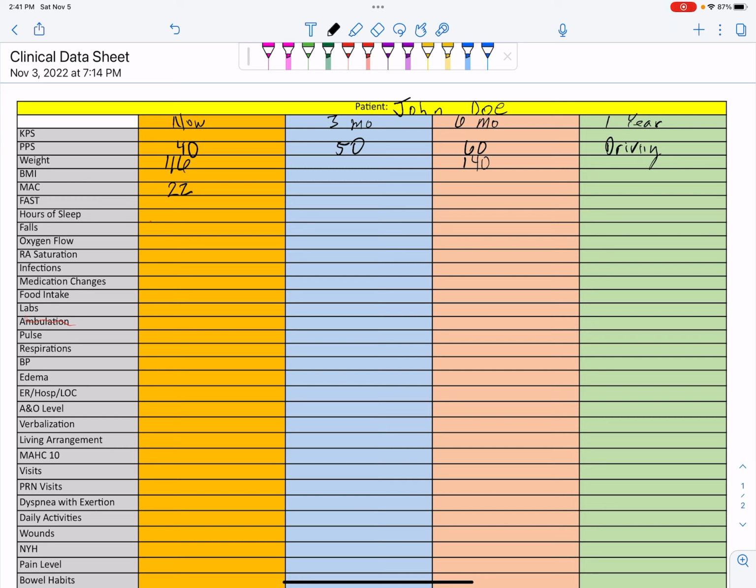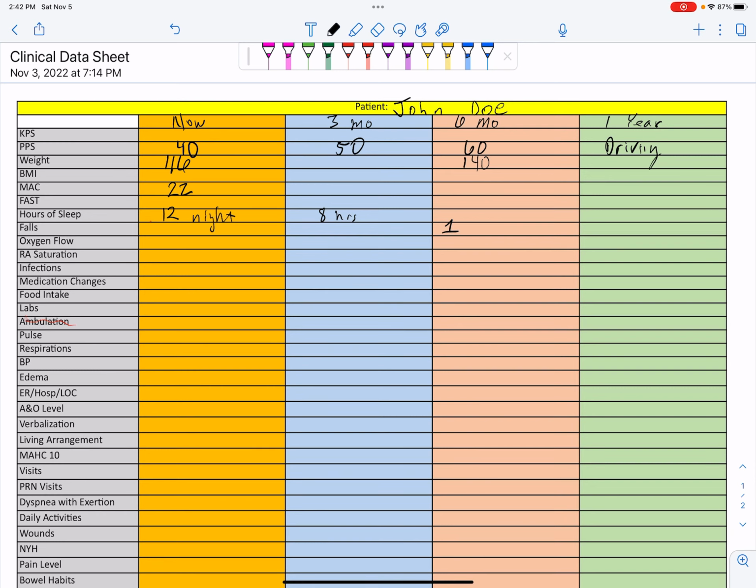And then you can talk to them about sleep and how many hours of sleep. They're sleeping 12 hours at night, and maybe they take naps during the day. And 3 months ago, they were only sleeping 8 hours at night. And anyway, you could just work your way down and find out, well, have they fallen recently? Well, yeah, back during the summer, they fell once.